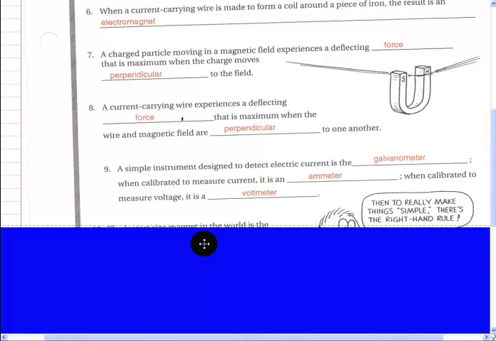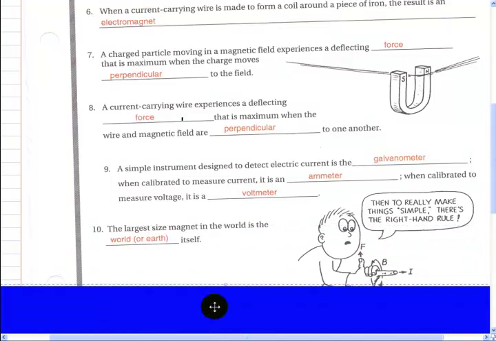Tomorrow, we'll show you guys one, an old-fashioned one. Now you guys are all spoiled. What do we use when we study electricity? We used an electronic digital multimeter, right? Which did all three, measured volts, amps, and ohms, right? Finally, number 10. The largest magnet in the world is, woo, the world. We are the world. The Earth is a big old magnet itself and makes a giant magnetic field.